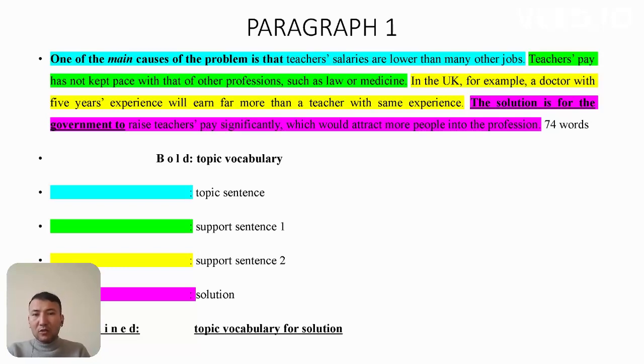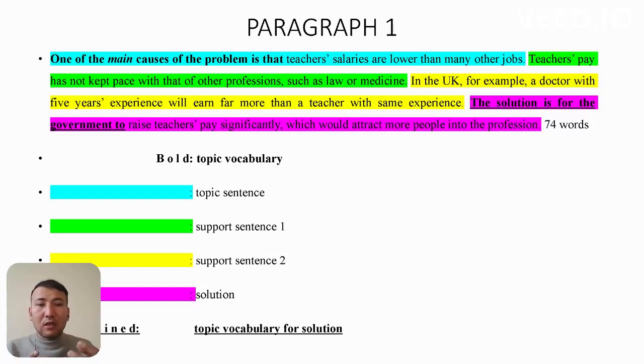Here, one of the main causes of the problem is topic vocabulary, just a starting point of the paragraph. You can start any problem solution essay with this phrase. So, teacher salaries are lower than many other jobs. This is the topic sentence, the main idea. Then we have to provide some support. Here we have: teachers' pay has not kept pace with that of other professions such as law or medicine. This is a support sentence that supports the main topic.